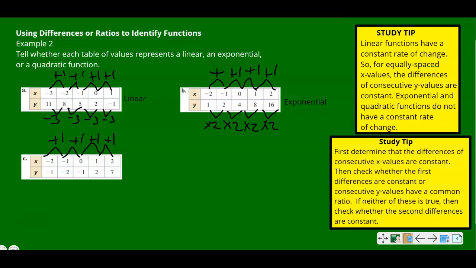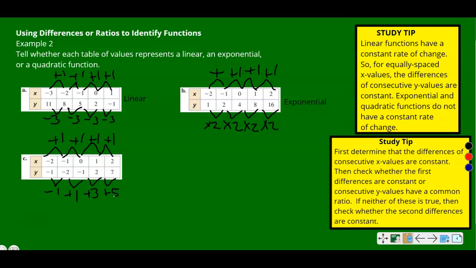All right, let's look at C part. So again, we've already determined that the x values are constant. They increase by 1. Now we're going to look at the y values. So we go from -1 to -2. That's a decrease of 1. So this goes down by 1. All right, the -2 to -1 is an increase of 1. -1 to 2 is an increase of 3. And 2 to 7 is an increase of 5.